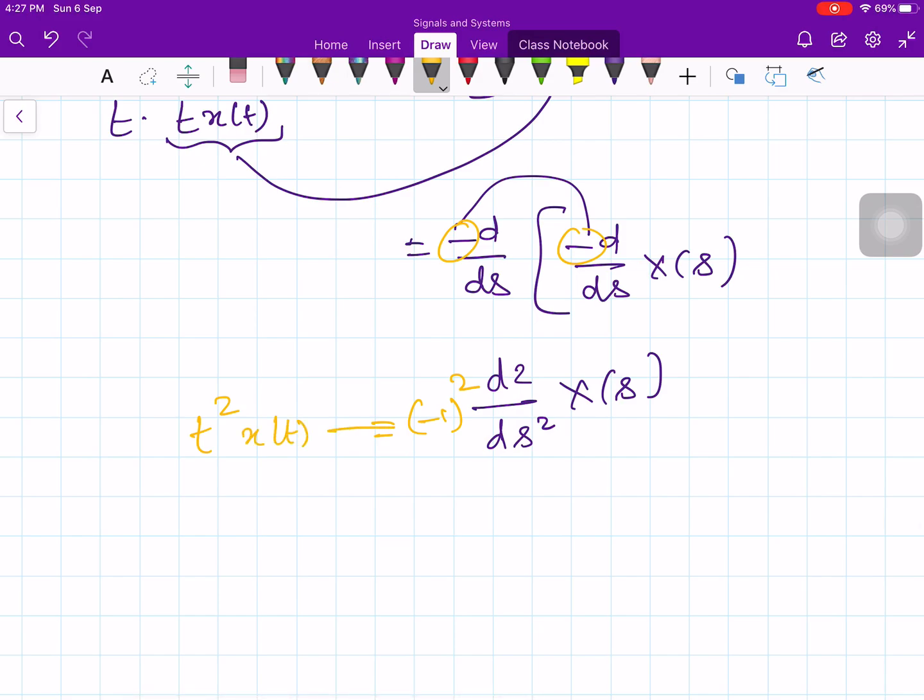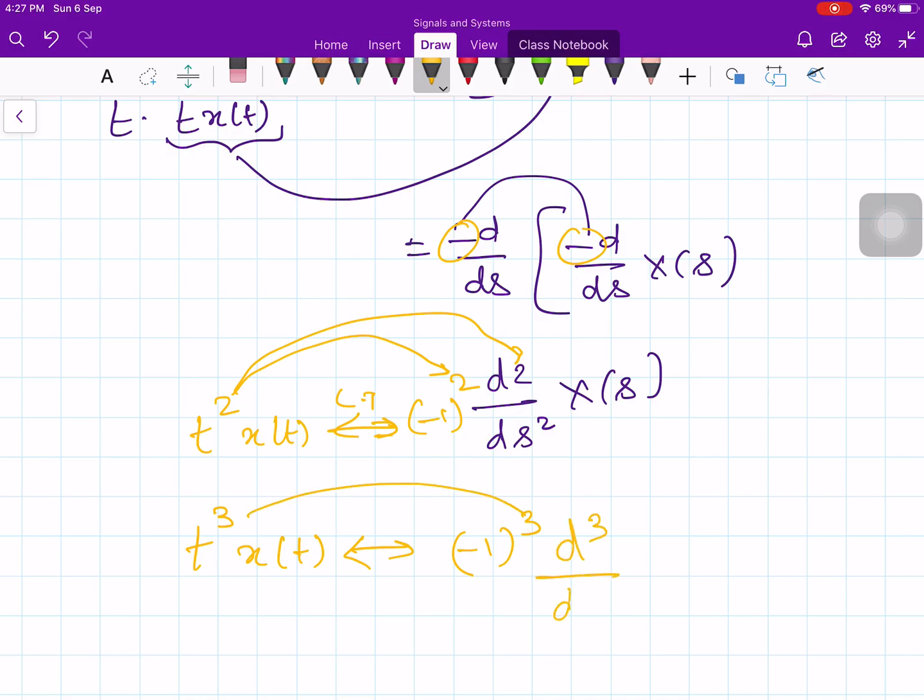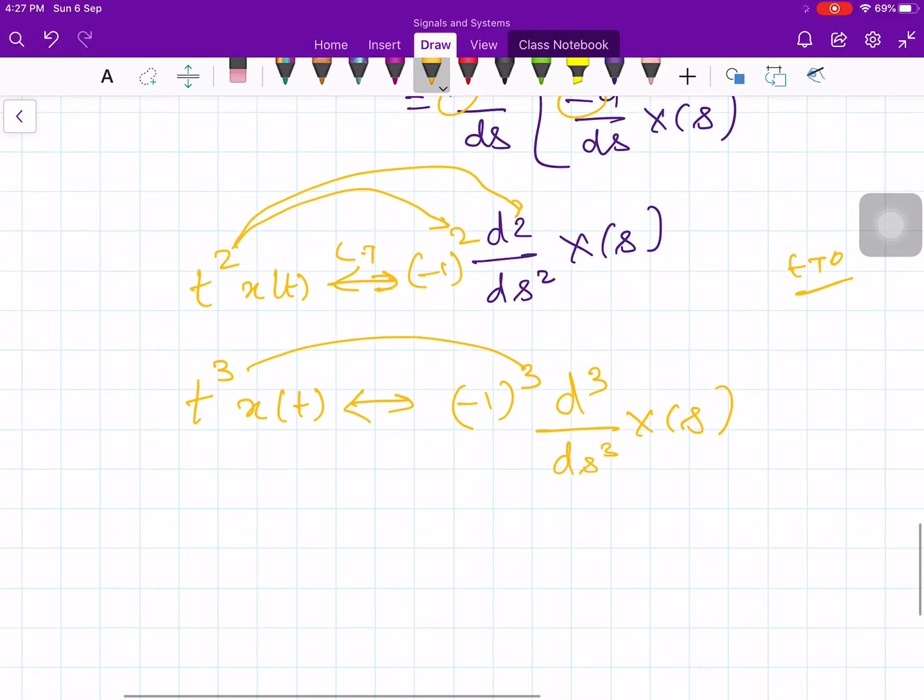If there is a square here and here also square, then if it is a cube term, x of t, then this becomes minus 1 whole cube, same 3, then d cube over ds cube of x of s. Okay, all the time functions, we are assuming that these are causal functions. That means what? For t greater than 0, the function is non-zero. Okay, so therefore you can simply extend this for t power n.